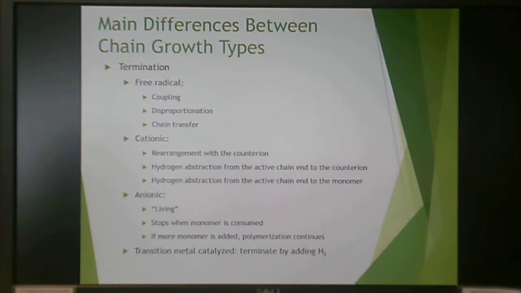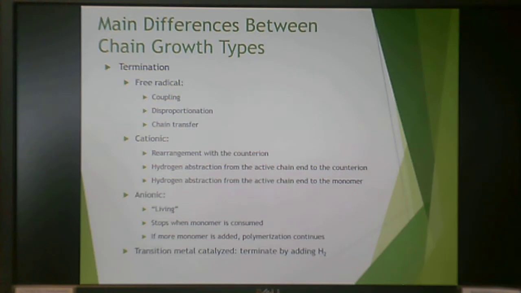In free radical, these terminate a specific way. So in free radical, you get couplings of radicals. When two of those electrons come together, they form a bond. You also get disproportionation. In other words, you'll kind of steal a radical from another, and then it will terminate both chains. Or you'll get chain transfer, where a free radical will jump from one chain to the next chain. It kills one chain and the other chain keeps growing.